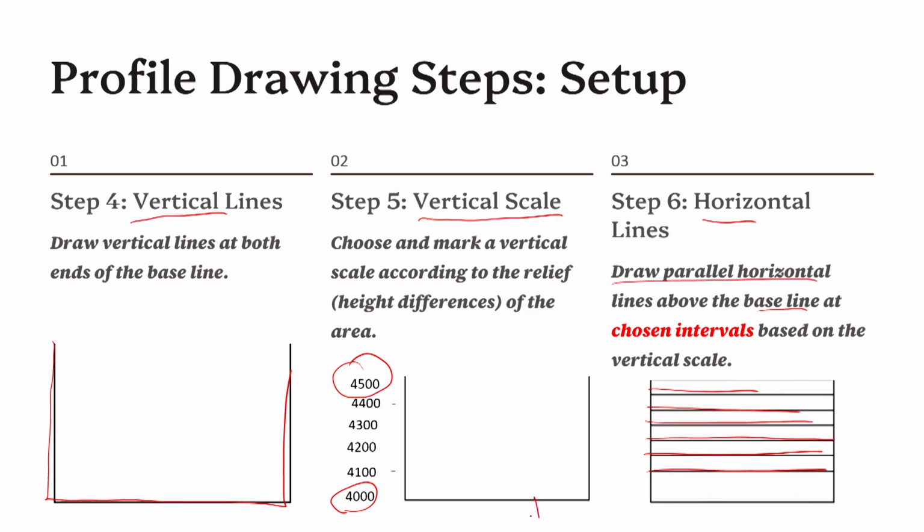Which one is the baseline? This is a baseline, this is a baseline. You can represent the scale here, which means the height of the topography. What is the minimum elevation, what is the maximum elevation here. Here the minimum elevation is 4000, the maximum elevation is 4500, that you can represent. Finally, you can draw like that.